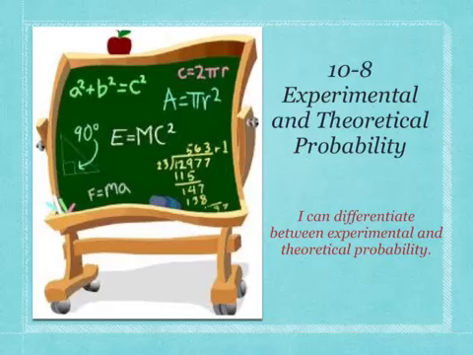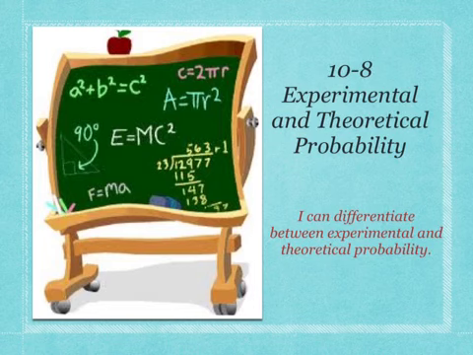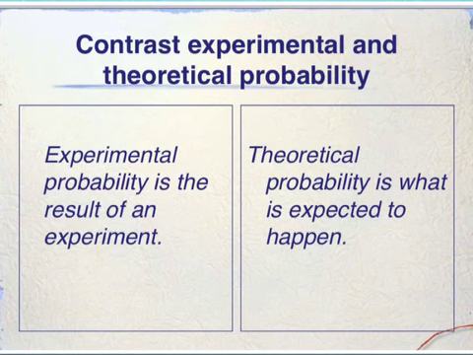Today we're looking at topic 10-8, experimental and theoretical probability. Our goal is to be able to differentiate between experimental and theoretical probability. So, the difference between theoretical and experimental probability: experimental probability is the result of an experiment, whereas theoretical probability is what is expected to happen.